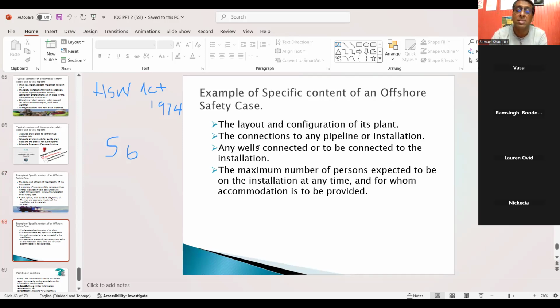Sorry, my mistake here. So any wells, like an oil well, and a manifold system, a lot of lines that come into one place is called a manifold. All of those things would be your diagrams, like your blueprints, right? For those of us who know something called a P&ID, a process and instrumentation diagram. Your blueprints, then, the layout of the premises, should be in the safety report as well, or safety case, or what they call it. The maximum number of persons expected on the installation at any time and for whom accommodation is provided, right?